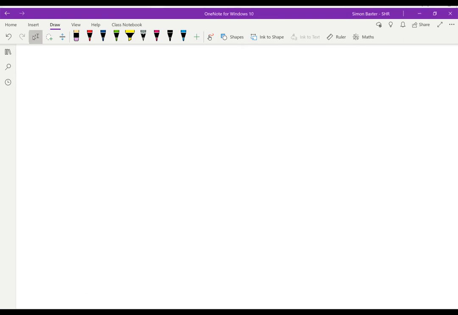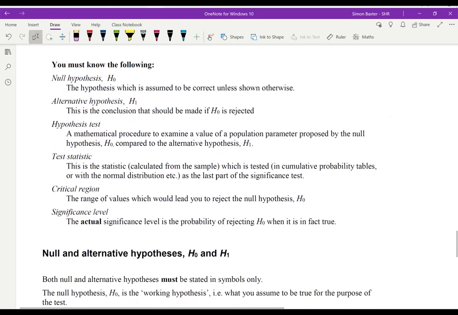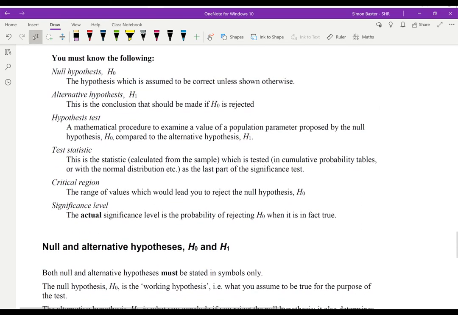We now have a summary of the various things that you need to remember. The null hypothesis. This is what you assume to be correct unless you are shown otherwise. In other words, unless the test statistic gives you a significant answer. The alternative hypothesis. This is the conclusion that you should make if you reject H0.